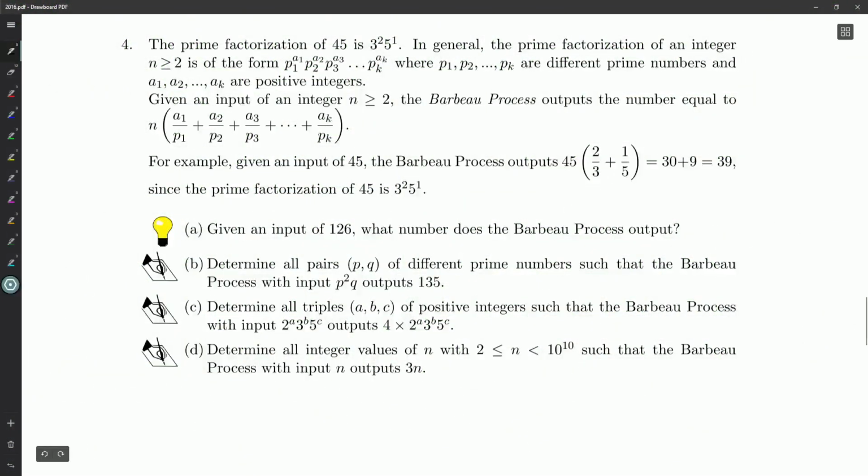Root Beer here looking at the 2016 Galois contest, and we are on the very last question, question number 4. The prime factorization of 45 is 3 to the power of 2, 5 to the power 1. In general, the prime factorization of an integer that's greater than or equal to 2 takes the form p1 to the a1, p2 to the a2, and so on, where p1, p2, all the way up to pk are different prime numbers, and a1, a2, and ak are positive integers.